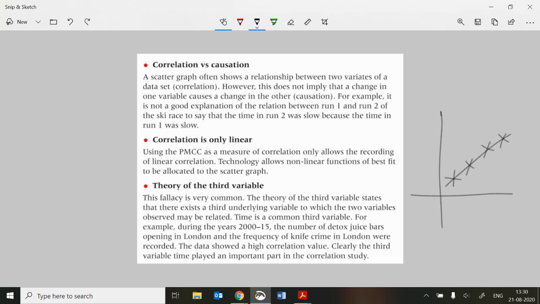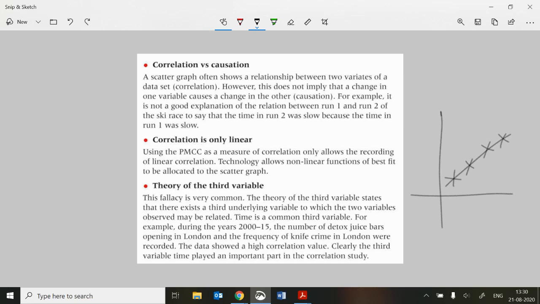All that we can say is that there's a straight line relationship between the two of them. Here we go. They look down here at knife crime in London has increased, and detox juice bars increased over this period here. That would show positive correlation. It doesn't mean to say that detox juice bars are creating more knife crime. Okay, so you can't say from correlation that there is causation, that it is a causal relationship, that one thing causes the other. And that's what they're talking about here.